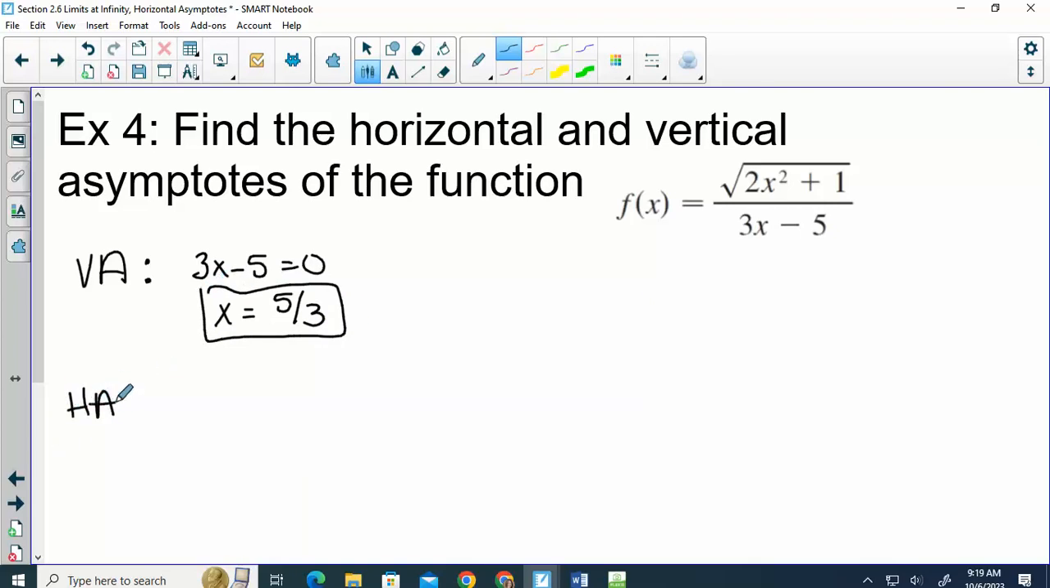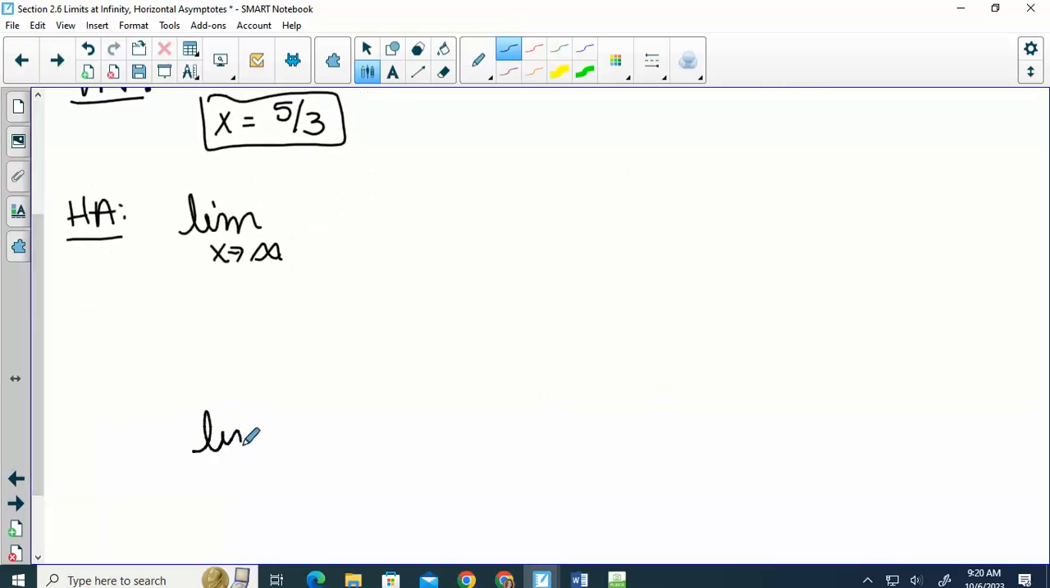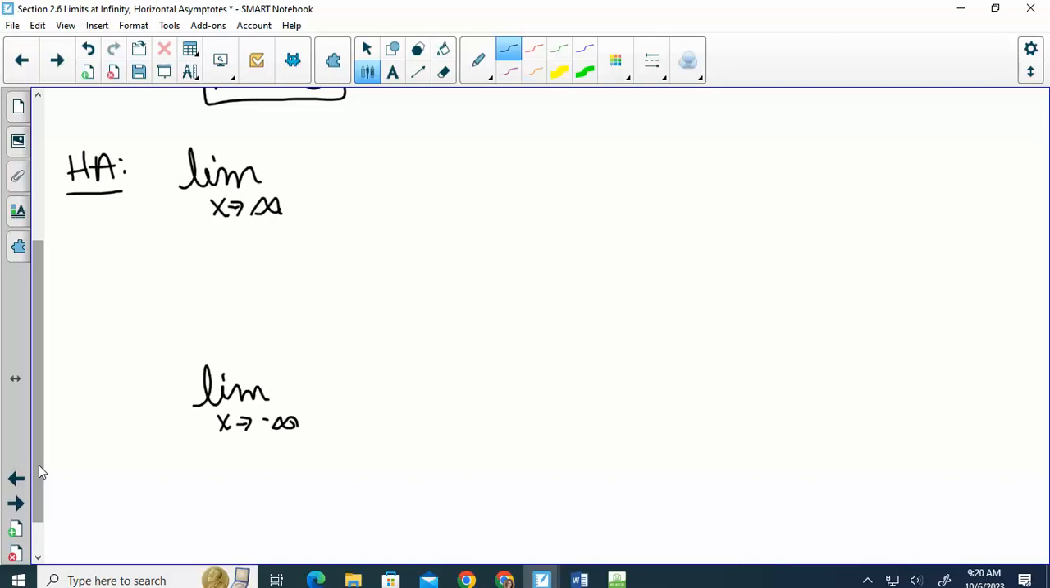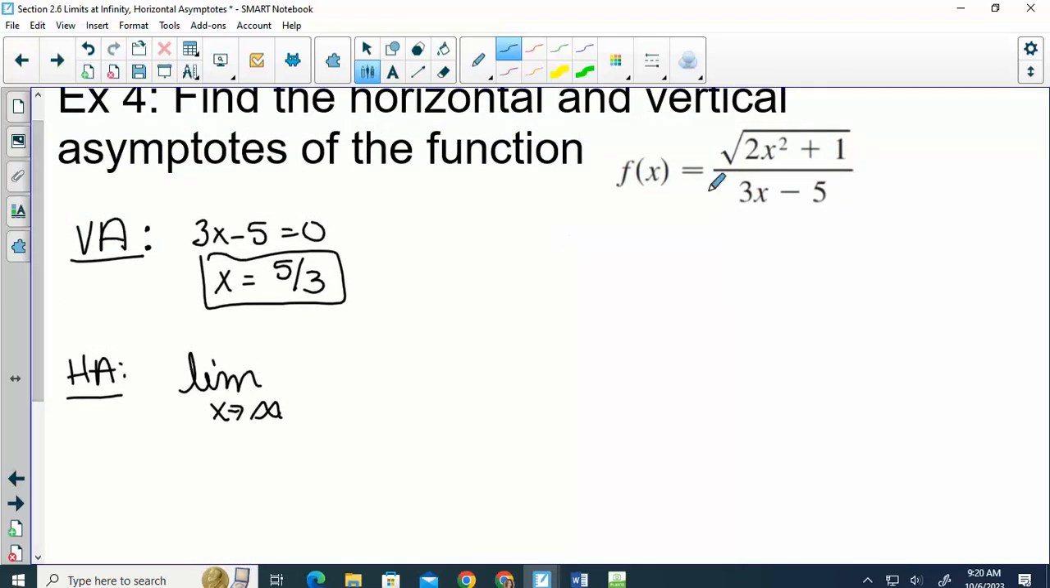The horizontal asymptote. To find that, we have to do two things. The limit as we approach positive infinity, and the limit as we approach negative infinity. 9 times out of 10, these are going to give us the same number, but we know, like for arctangent, for instance, we could get different answers, so we need to check both. So let's do the limit as we approach infinity of this equation.